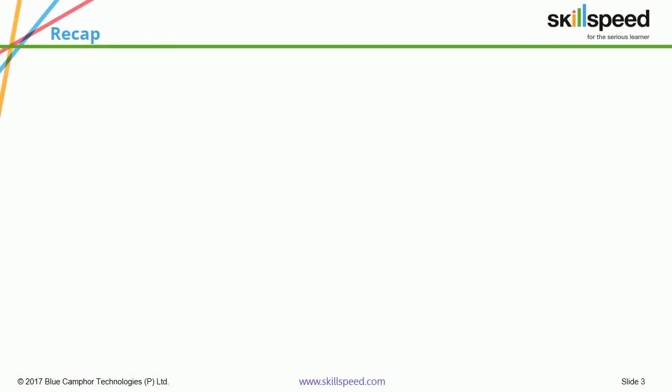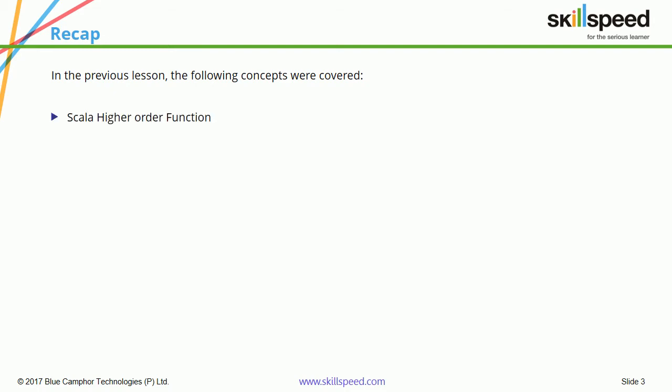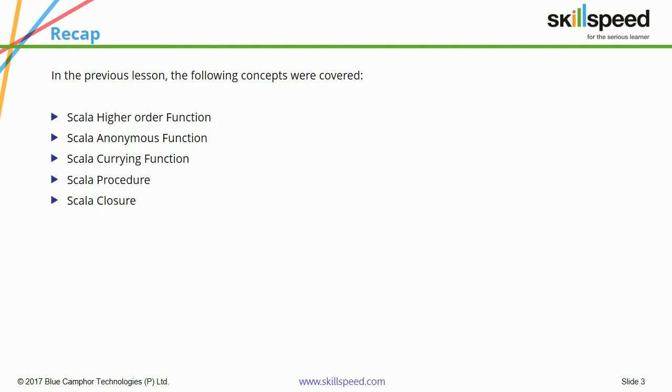Now before we proceed with the lesson, let's have a quick recap of the last lesson. In the last lesson, we covered some of the very important concepts in the functional programming side of Scala. We learned about higher order functions, anonymous functions, currying, procedure, and closure.